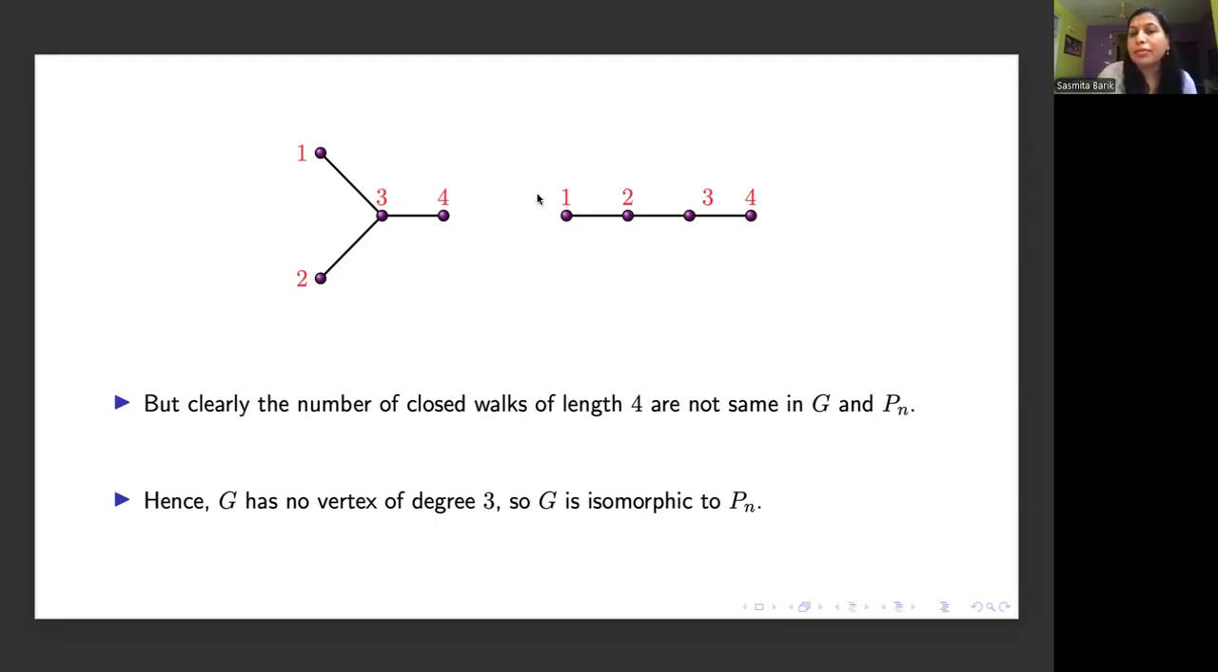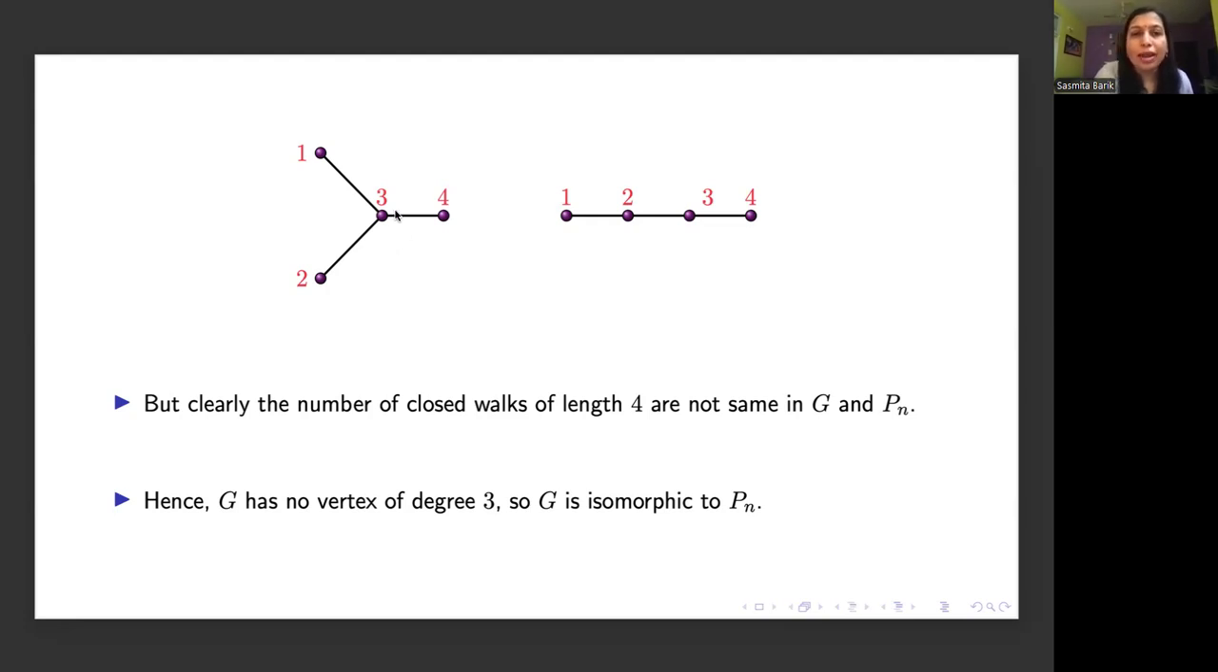So you can observe that when you are counting closed walks in the path of order n of length 4, that will be less than for this graph, because it contains a star of order 3, but that should be equal. So this is a contradiction. That means you cannot have any vertex of degree 3. So all your vertices, because it's a graph with n vertices and n-1 edges, is a tree. And you have already proved that there is no vertex of degree 3 or more. So this will be a path.